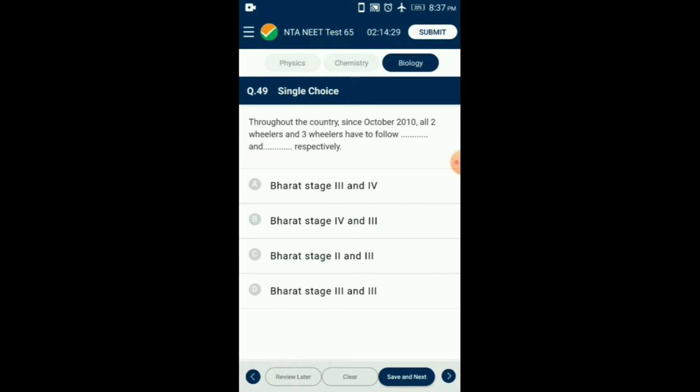Bharat Stage 3 throughout the country since October 2010 except 13 megacities. Four-wheelers, Bharat Stage 4 in 13 megacities including Delhi and NCR, Mumbai, Kolkata, Chennai, Bangalore, Surat, Kanpur, Agra, Lucknow and Solapur since April 2010. So the answer for this question is option A, Bharat Stage 3 and 4.